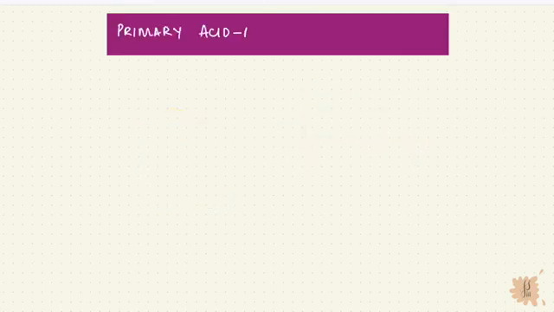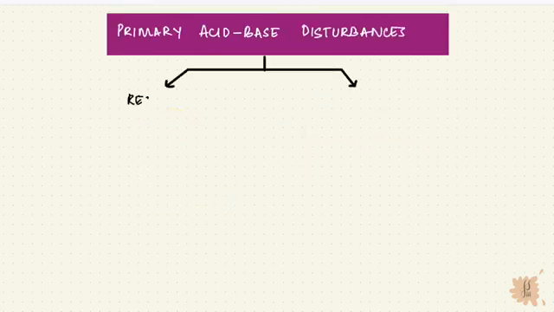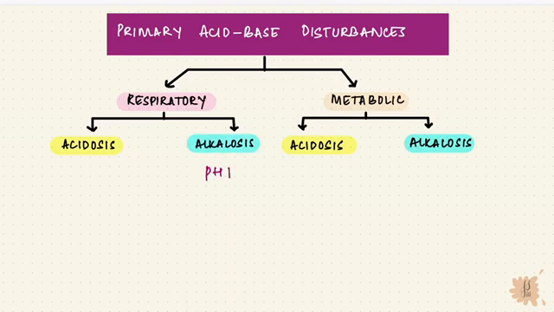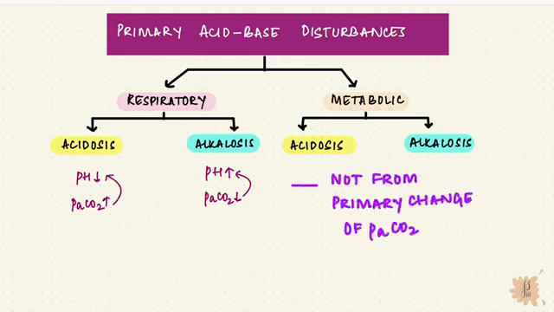There are 4 primary acid-base disturbances, 2 respiratory and 2 metabolic. So that's metabolic acidosis and alkalosis, and respiratory acidosis and alkalosis. If the primary change increasing the pH is a fall in the partial pressure of carbon dioxide, that is respiratory alkalosis. While if the pH falls from a rise in the partial pressure of carbon dioxide, that is respiratory acidosis. A change in pH from anything other than a change in the PaCO2 is metabolic.